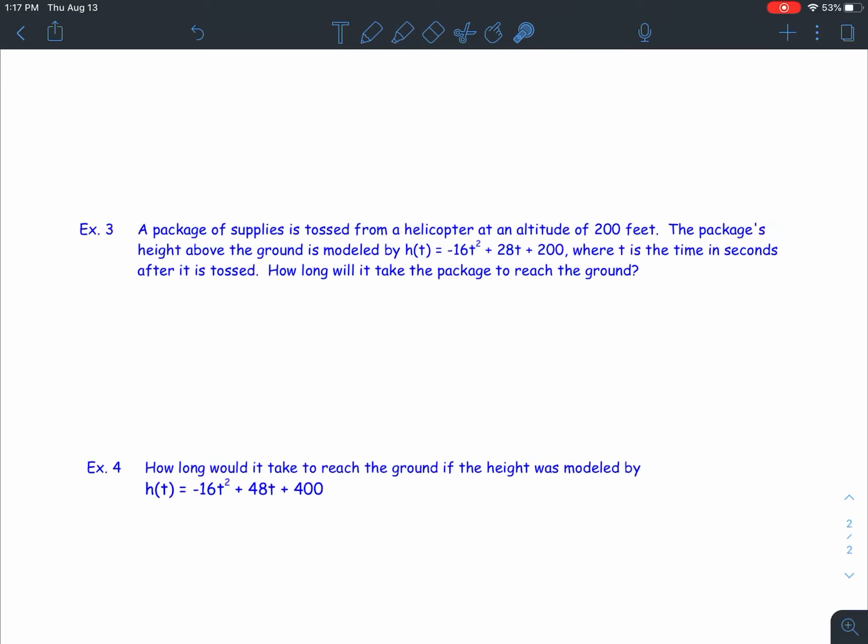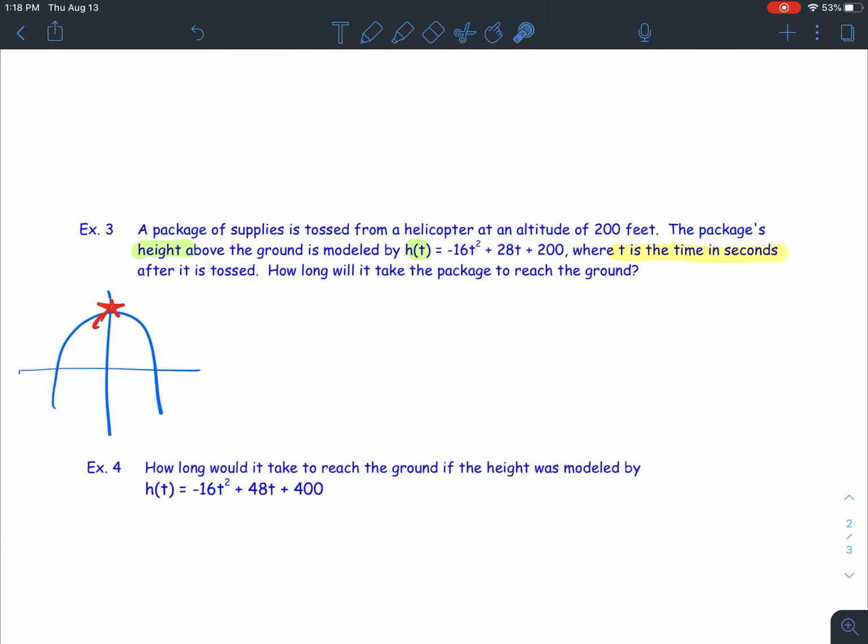We're going to look at example 3. It says a package of supplies is tossed from a helicopter at an altitude of 2,000 feet. Altitude just means that's how high the helicopter was above the ground. It says the package's height above the ground is modeled by this function, where t, that's our x, is the time in seconds. So our y variable, which is h of t, that's our height. The question is, how long will it take the package to reach the ground?